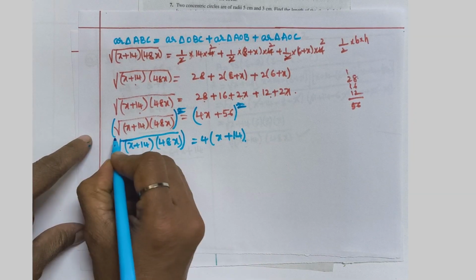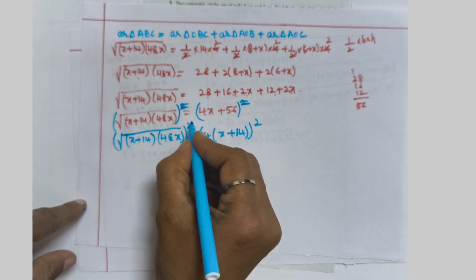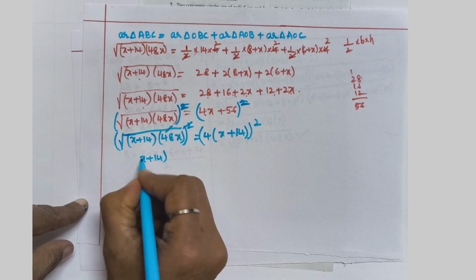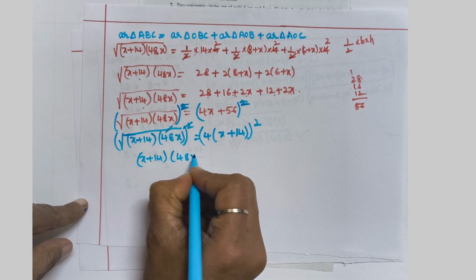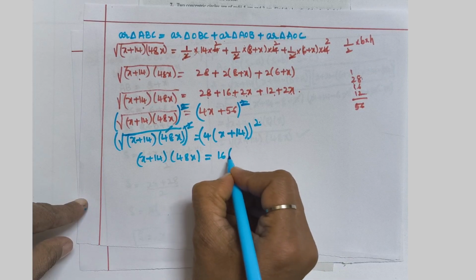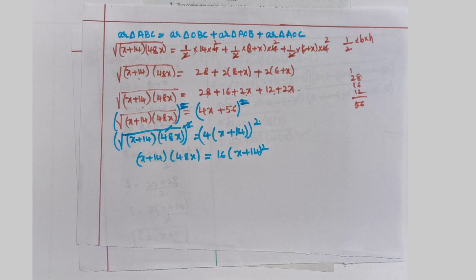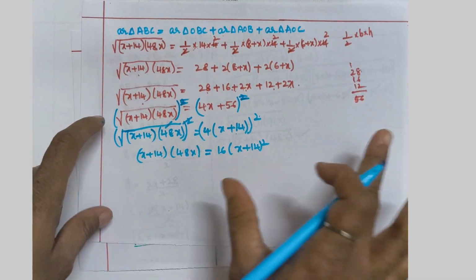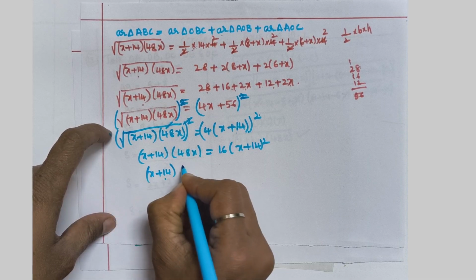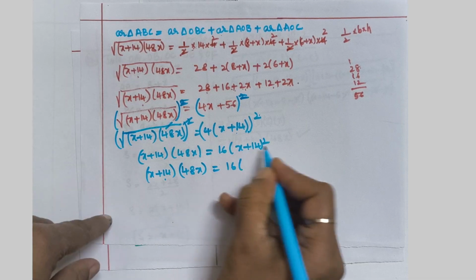Root cancel means what we will do? Square we will do. First we will do here also square. Here also square. Square means what happens? This square root will cancel. What remains here? X plus 14 remains. Here 48x remains. Okay, is equal to, carefully listen, 4 square means what you will get? 16 into x plus 14 whole square. Okay, into x plus 14 whole square. Now see here, carefully listen, x plus 14 into 48x is equal to 16 into x plus 14 whole square.